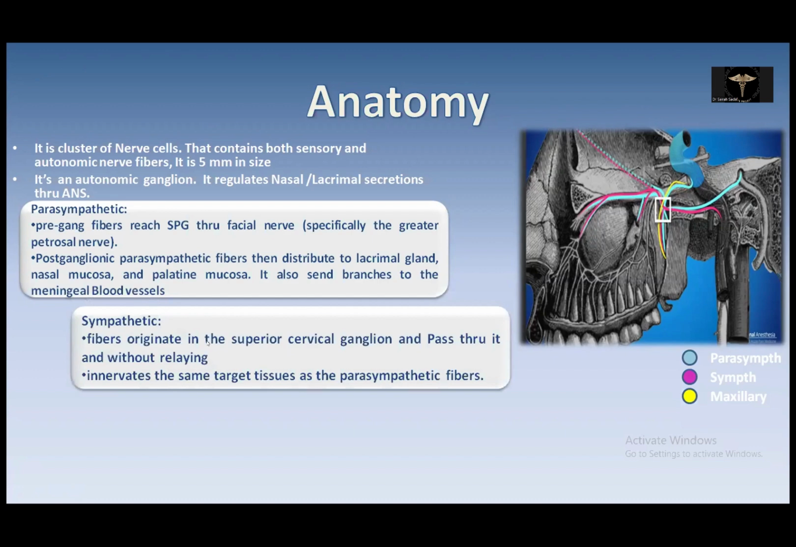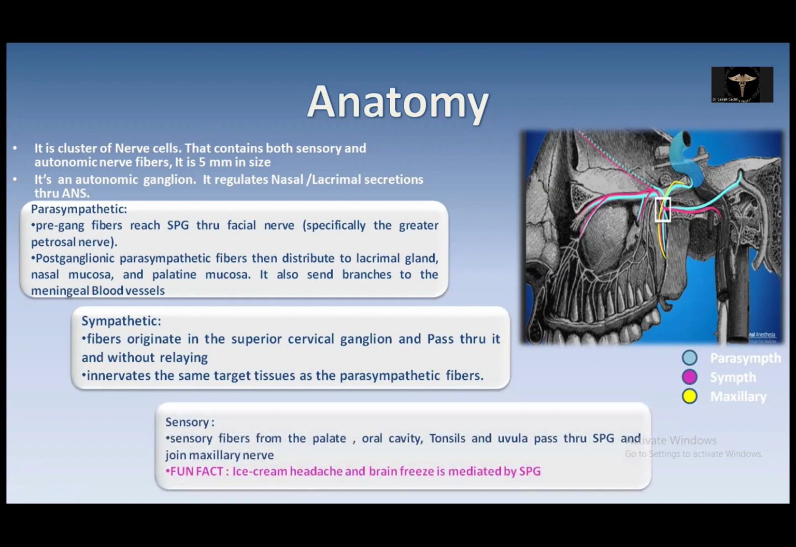Sympathetic fibers are indicated with pink color. Fibers originate in the superior cervical ganglion and they just pass through it without even relaying here. And they innervate the same target tissue as the parasympathetic fibers.